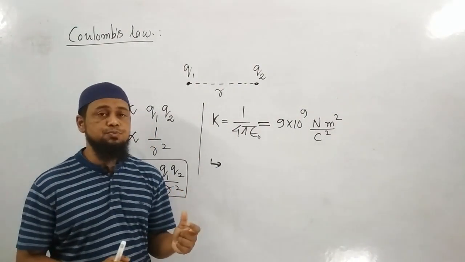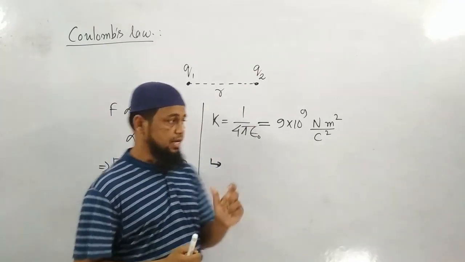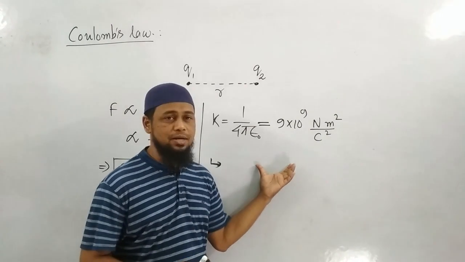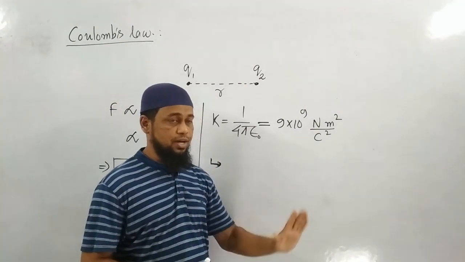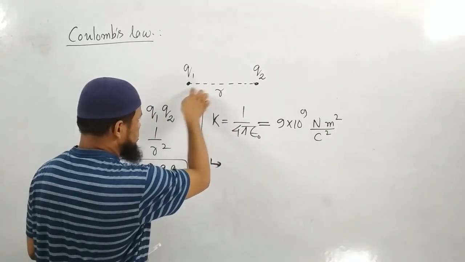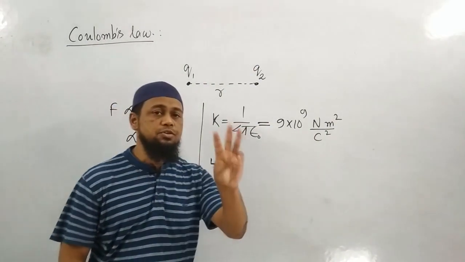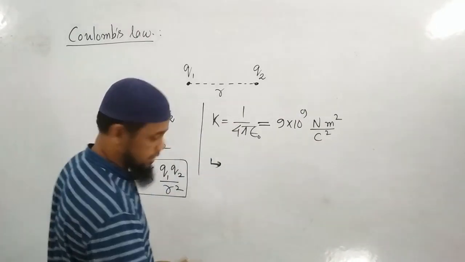The gravitational force between two point masses does not depend on the medium, but the electrostatic force will depend on the medium. How it will depend on the medium? There is something called polarization. We'll be learning it in due course of time. So three things: it depends on the product of the charges, on the separation between the charges, and number three, on the medium.